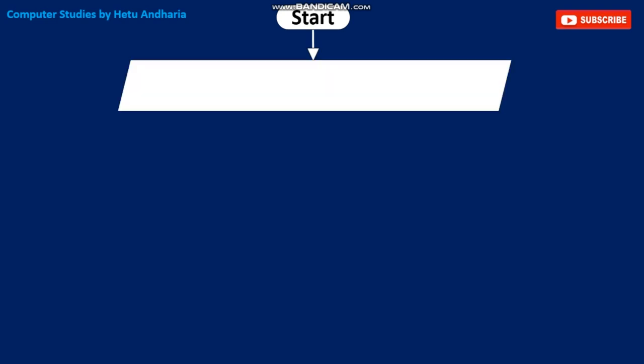Fine. So we start with the terminal symbol, start. Okay, down arrow key. Now comes the step of taking the input. We have to take two inputs.